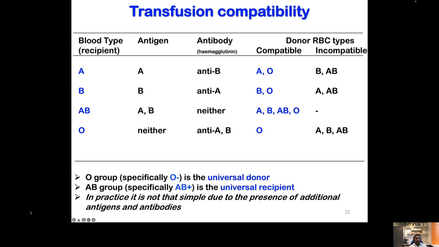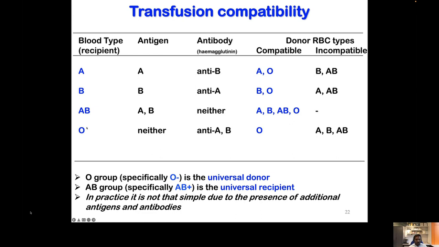What about AB? They will have both A antigen and B antigens, but they will not have any antibodies. Therefore, they can receive blood from anyone: A donors, B donors, AB donors, and O donors. There is no incompatibility for them.